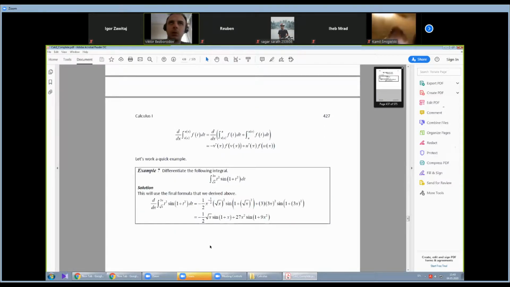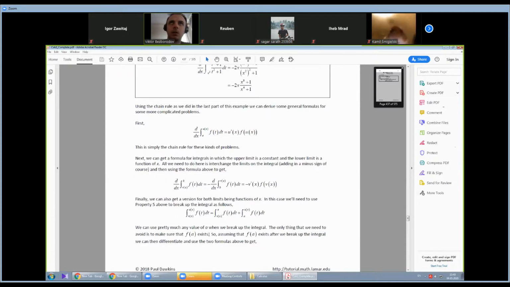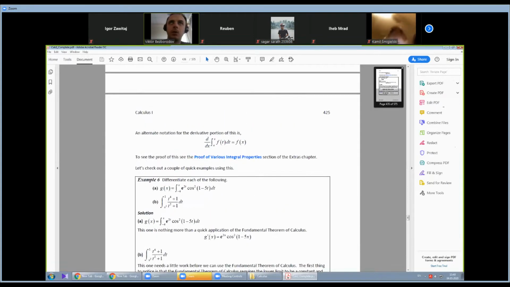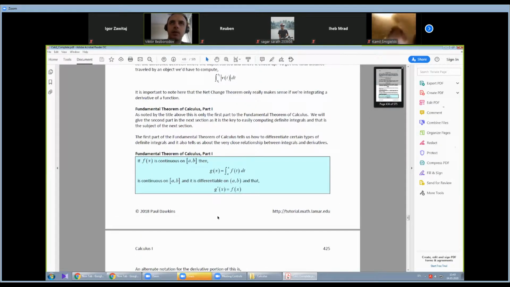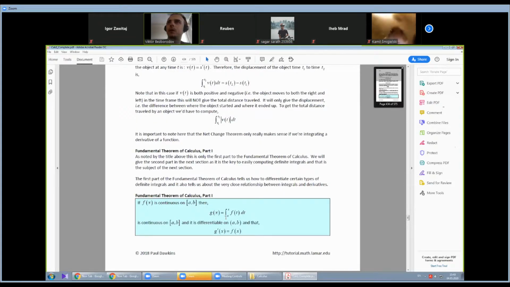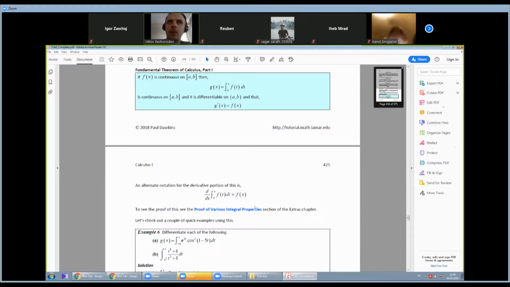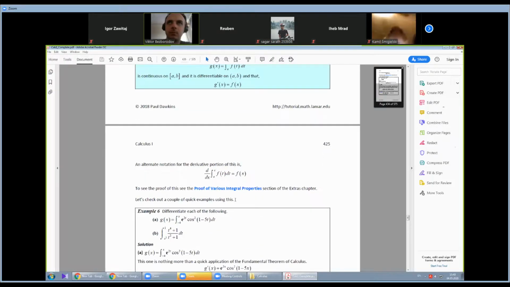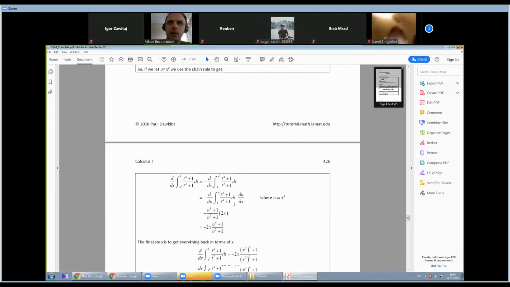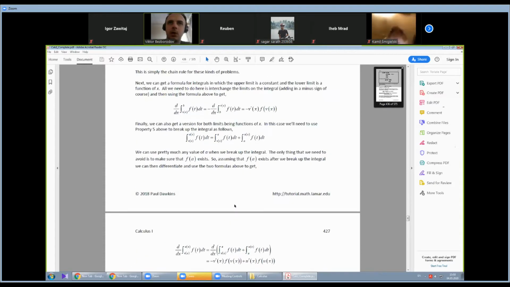Okay, and those results are fundamental for computing the definite integrals, because to compute a definite integral, you can compute the indefinite integral, and then you're done, right?